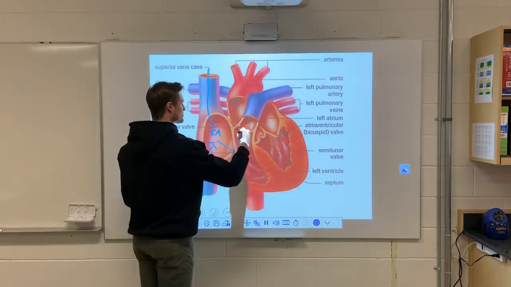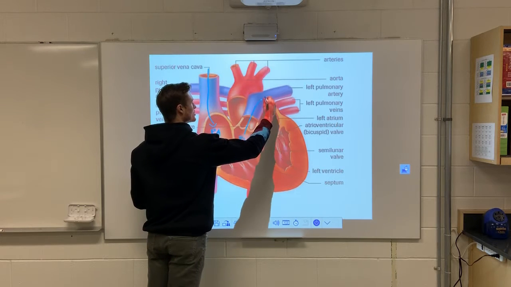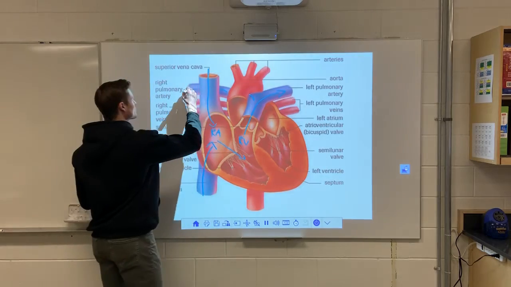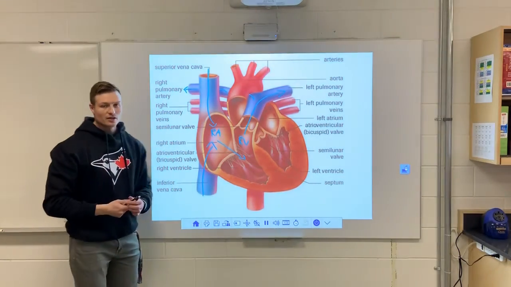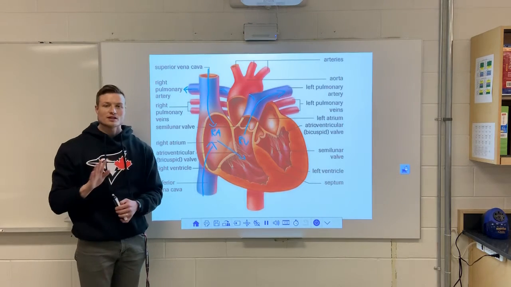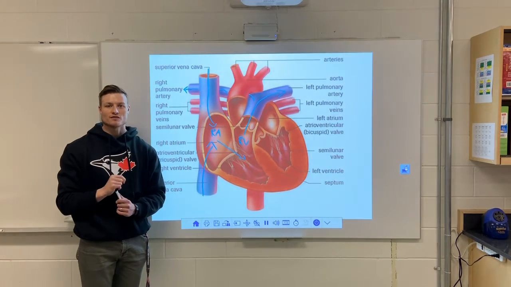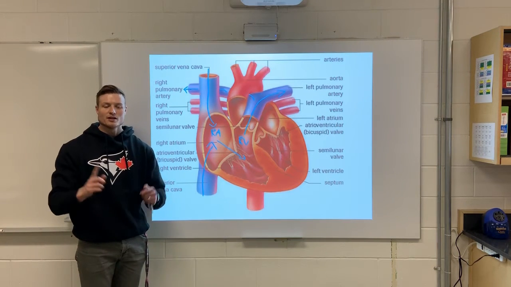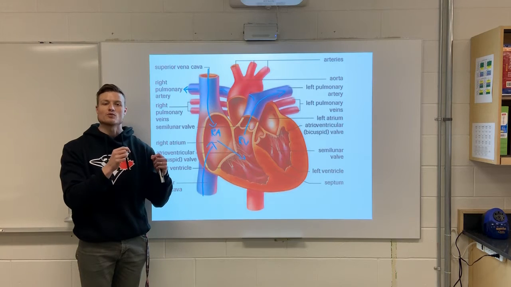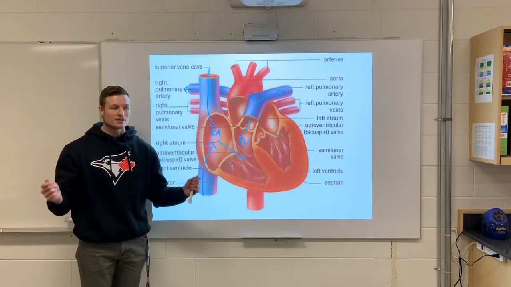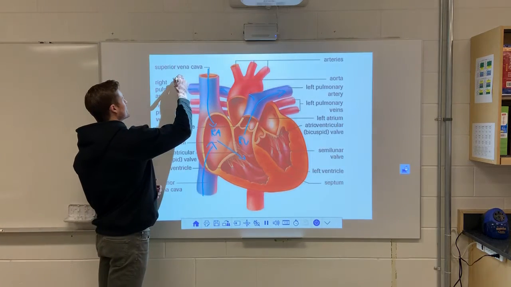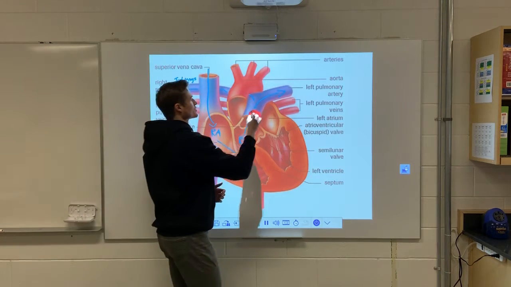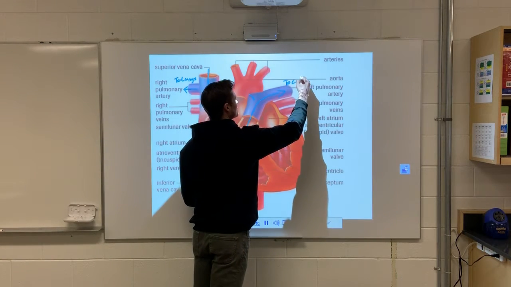This deoxygenated blood is then going to be pushed out through the left pulmonary artery as well as the right pulmonary artery. Now, this is still deoxygenated blood. So just like the pulmonary vein was the only vein in the body to carry oxygenated blood, the pulmonary artery is the only artery in the body to carry deoxygenated blood. So this would go to the lungs, to the right lung, and then this would go to the lung as well, to the left lung.